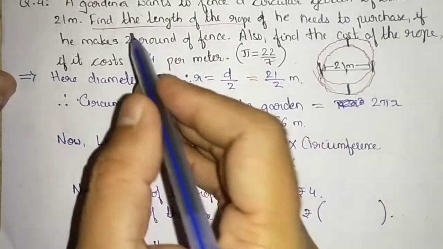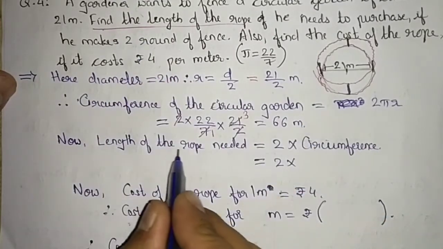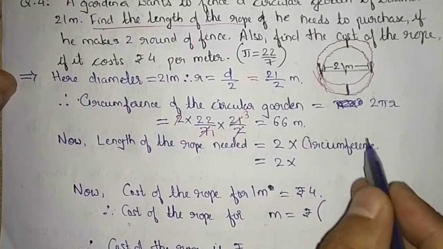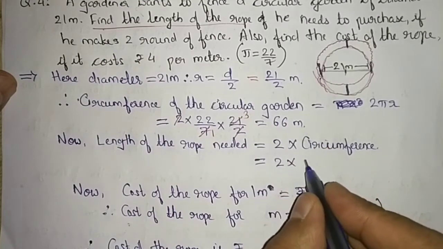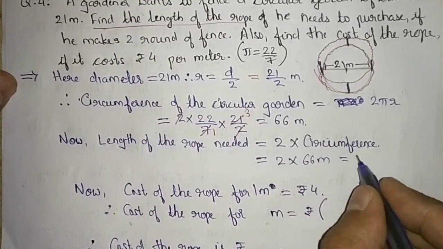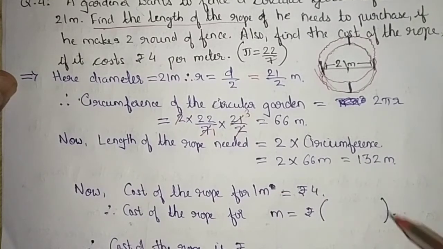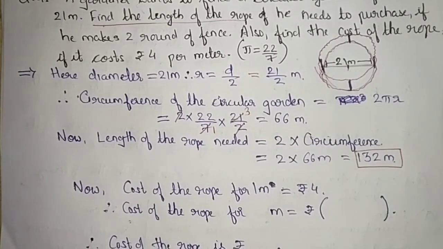Now they have told he is covering 2 rounds. So what I will do? Length of the rope needed is equal to 2 multiplied by circumference, and 2 multiplied by circumference is 66 meter. So we will get 66 into 2, which gives 132 meter. This is the length of the total rope.